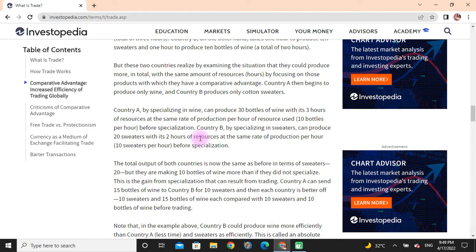After specialization, the total output of both countries is now the same as before in terms of sweaters, 20, but they are making 10 bottles of wine more than if they did not specialize. This is a gain from specialization that can result from trading. Country A can trade 15 bottles of wine to country B for 10 sweaters, and then each country is better off, with 10 sweaters and 15 bottles of wine each, compared with 10 sweaters and 10 bottles of wine before trading.